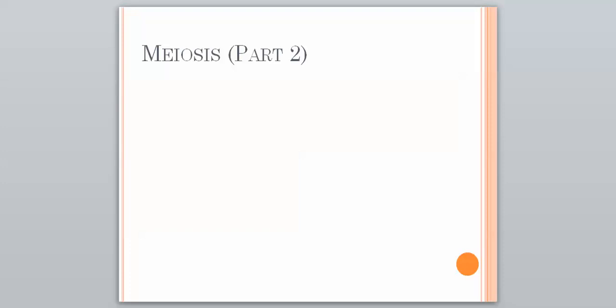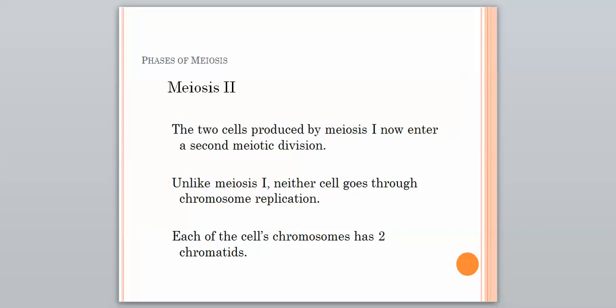We went over all the stages of meiosis 1 in our last video, and today in this video we're going to take a look at the steps of meiosis 2. So in meiosis 2, our beginning step is the two cells that are produced by meiosis 1 now enter a second meiotic division, and meiotic means just through the process of meiosis.